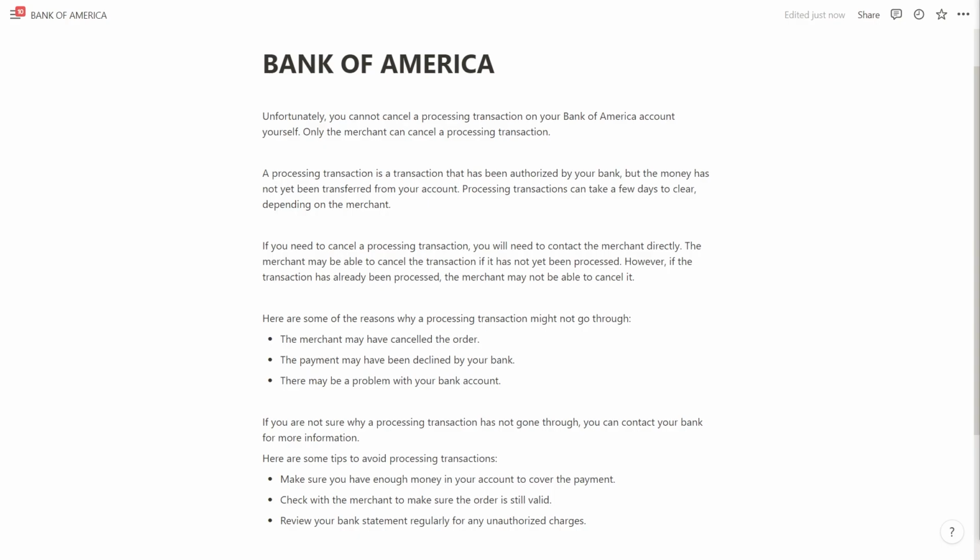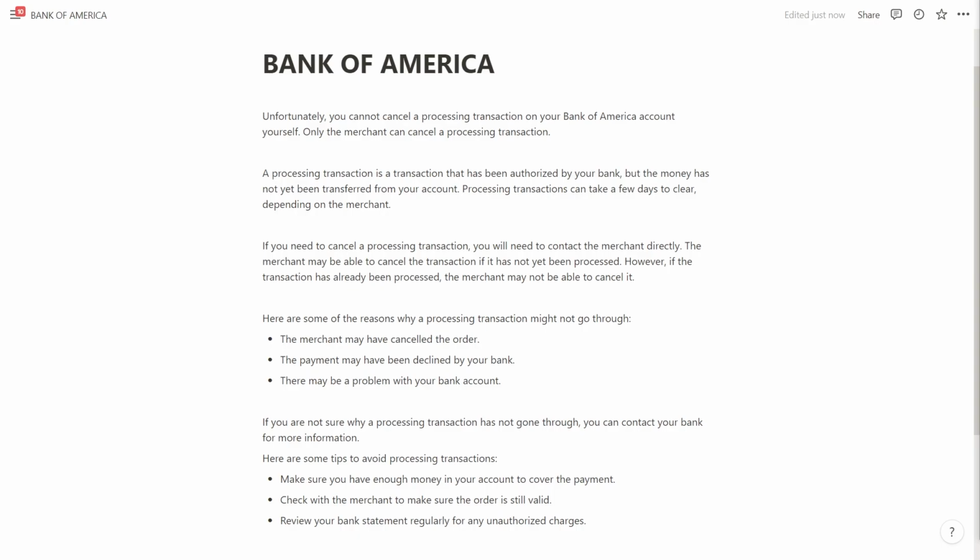A processing transaction is a transaction that has been authorised by your bank, but the money has not yet been transferred from your account. Processing transactions can take a few days to clear depending on the merchant. If you need to cancel a processing transaction, you will need to contact the merchant directly. The merchant may be able to cancel the transaction if it has not yet been processed. However, if the transaction has already been processed, the merchant may not be able to cancel it.